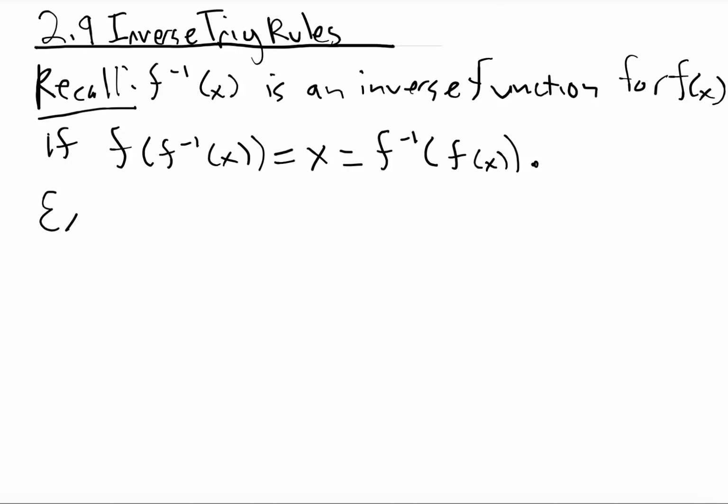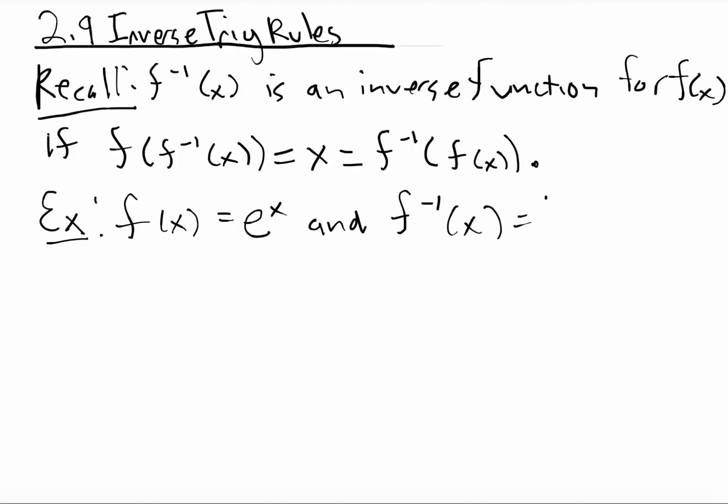Now, for some examples of this, you guys have probably seen both of these before. If I look at a function like the exponential function, the inverse of this is going to be the natural log function. If you take log of e to the x, it cancels and you get x. If you take e to the natural log of x, it cancels and you get x. Both of those undo each other.